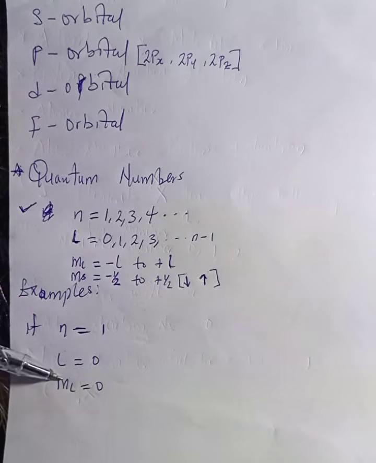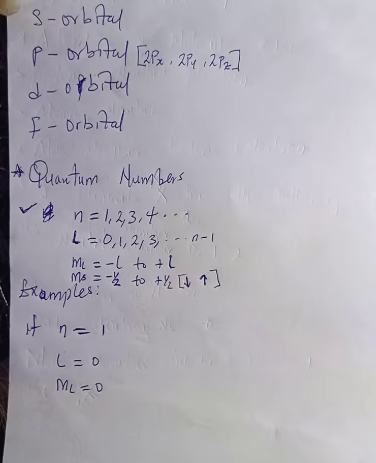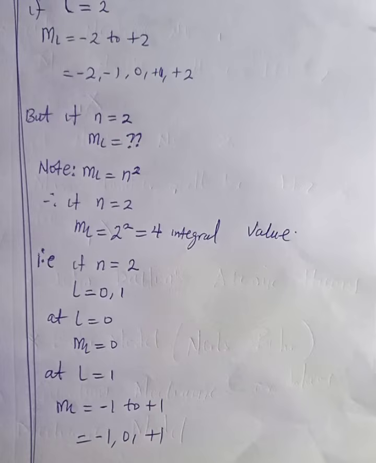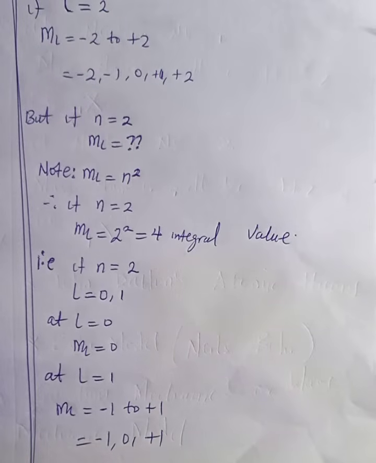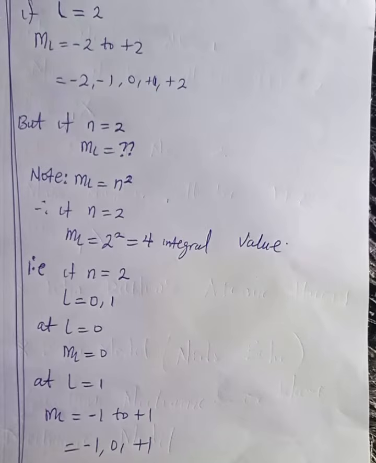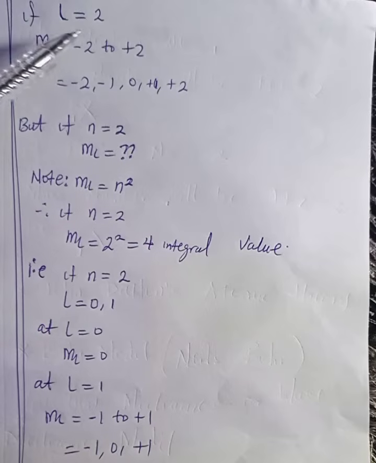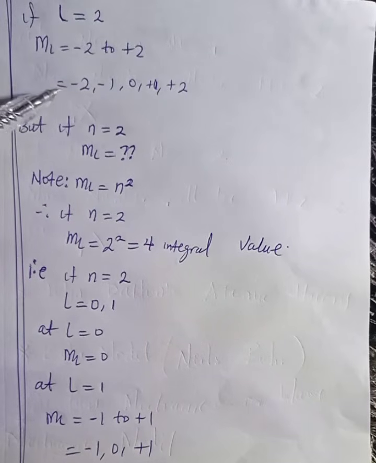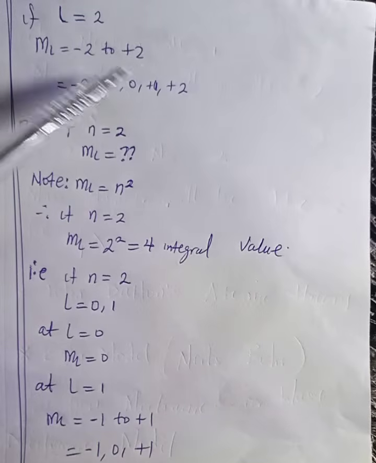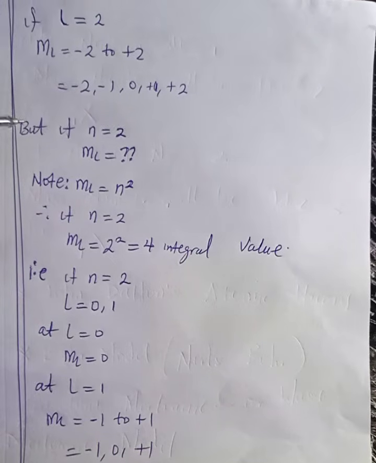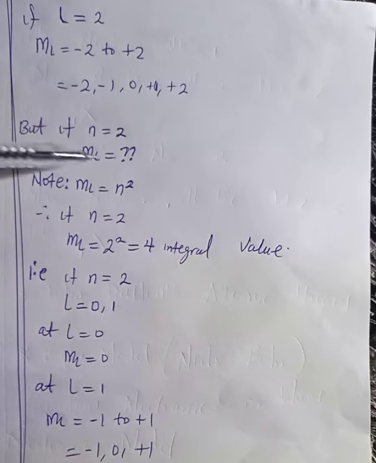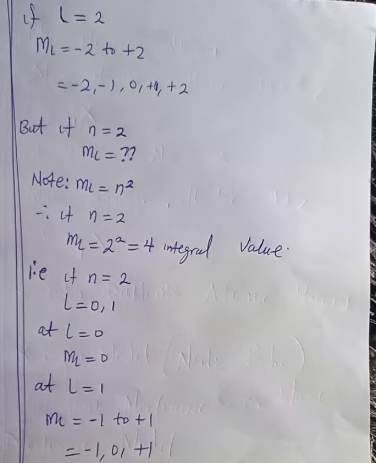Now, let's look at a few examples under these quantum numbers so that you see what I'm trying to explain. Let's say our L is equal to 2. Remember, L means the azimuthal quantum number. Now, if our L is equal to 2, our M subscript L must range from minus L to plus L. That's from minus 2 to plus 2. If you want to move from minus 2 to plus 2, you're going to have minus 2, minus 1, 0, 1, 2. And look at another question: if our n is equal to 2, what will be M subscript L? Now, to get the integral values, we are going to have some numbers of integral values.